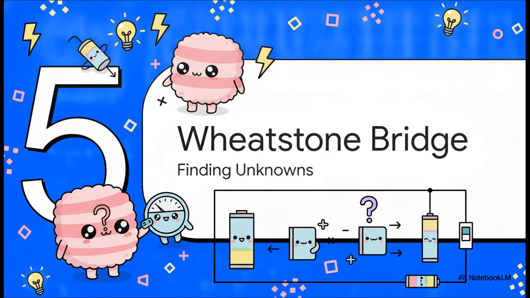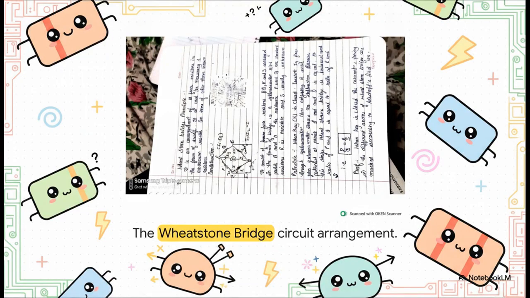Section 5. The Wheatstone Bridge Principle. Let's apply these conservation laws to a classic engineering challenge. The Wheatstone Bridge is an ingenious arrangement consisting of 4 resistors. 3 are known, P, Q, and R, and 1 is unknown, S. Sitting right in the center, functionally bridging the 2 parallel branches, is a galvanometer. That's a highly sensitive device used to detect even the absolute slightest trickle of current.